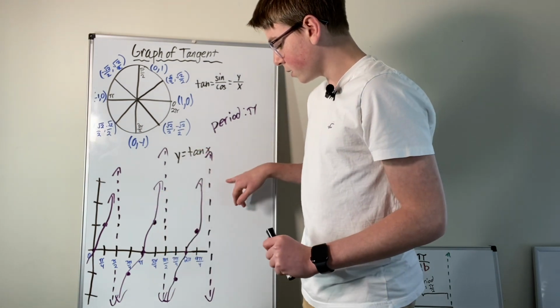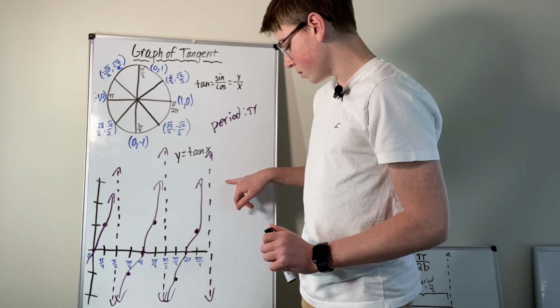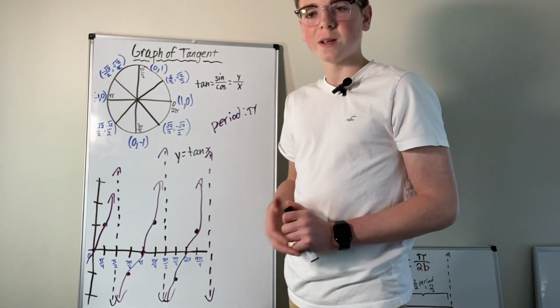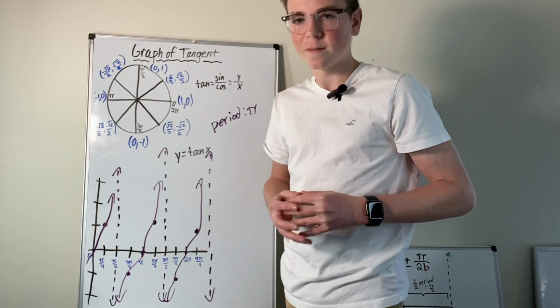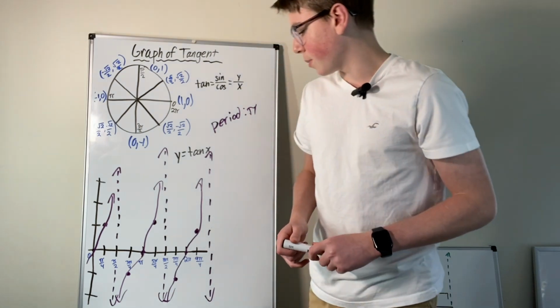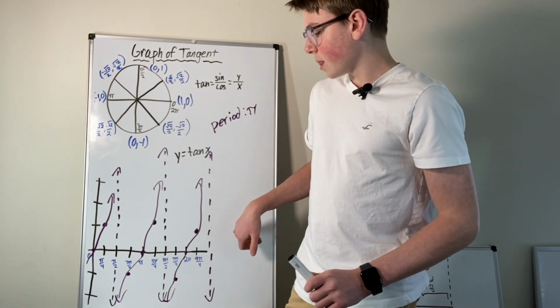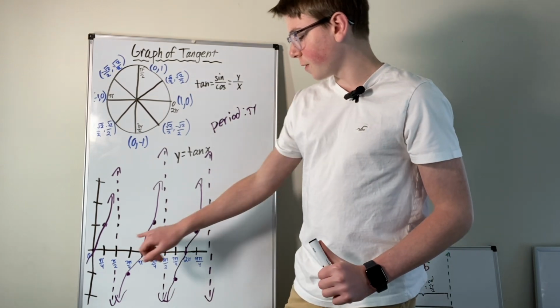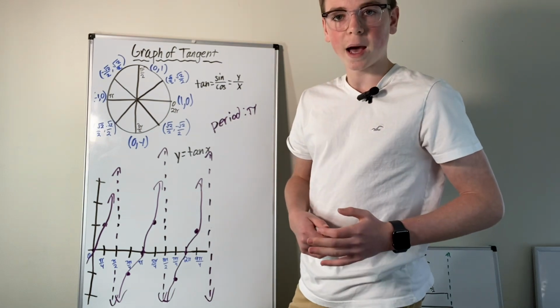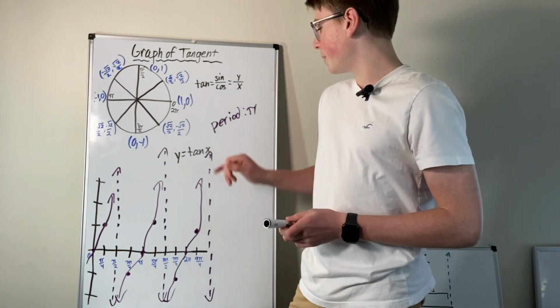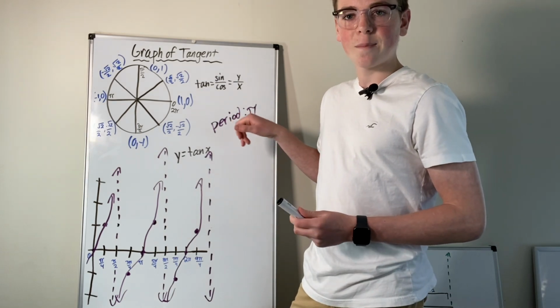Then from 3 pi over 2 to 5 pi over 2. Sorry, I didn't put that point down. Is another full period. So from pi over 2 to 3 pi over 2, that's pi. Then from 3 pi over 2 to 5 pi over 2 is also pi. So the period of tangent is pi.